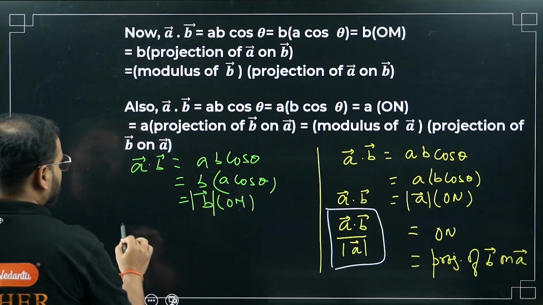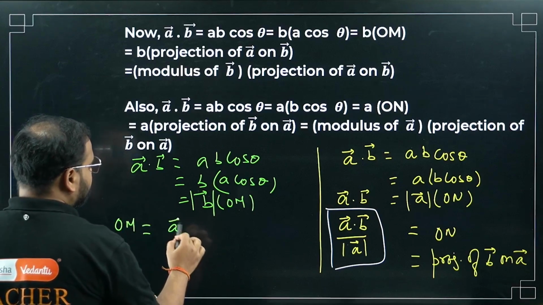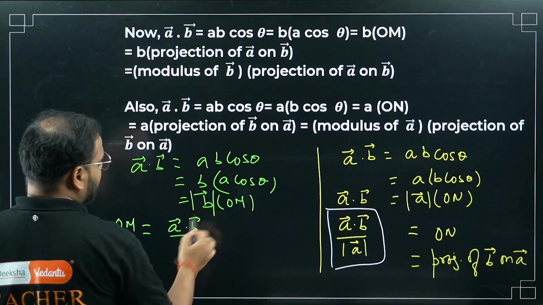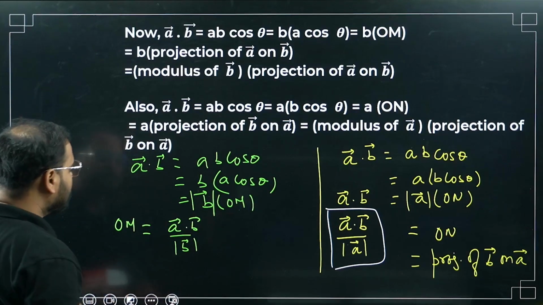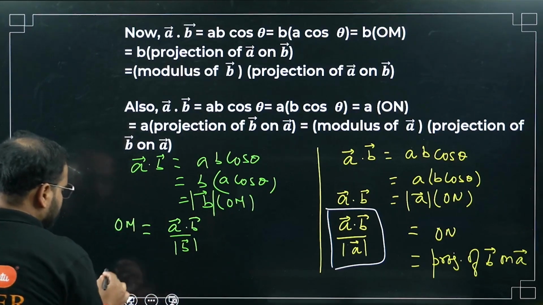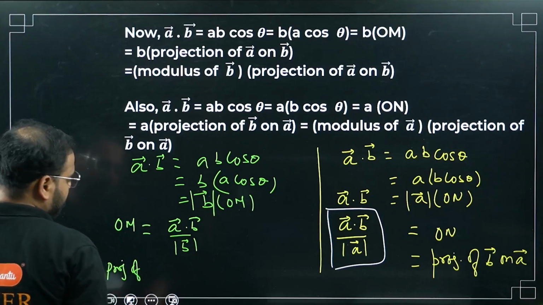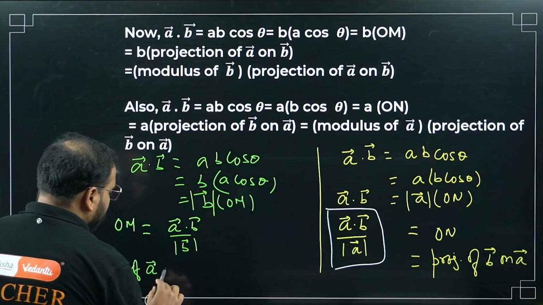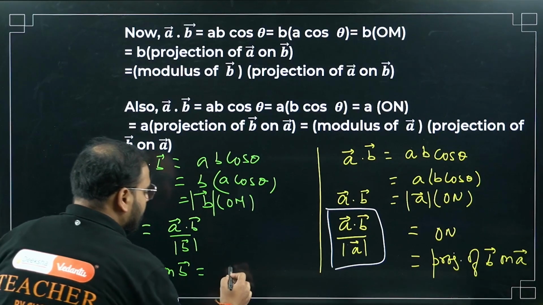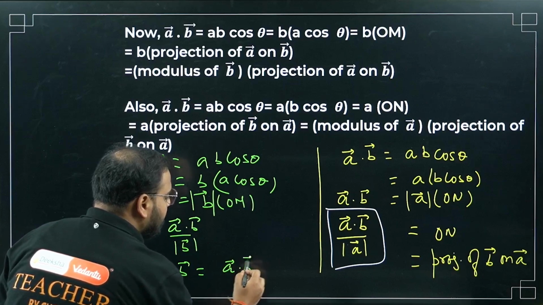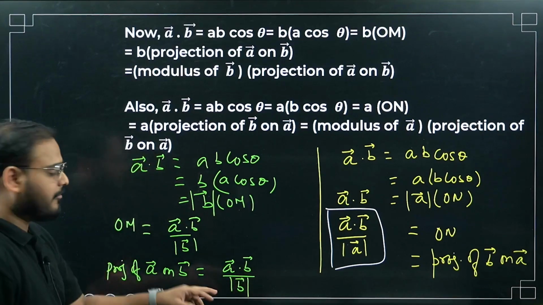So what is my OM going to be? OM is the dot product of vectors A and B divided by the magnitude of vector B. So OM is the projection of vector A on vector B, and this equals A dot B upon the magnitude of vector B.